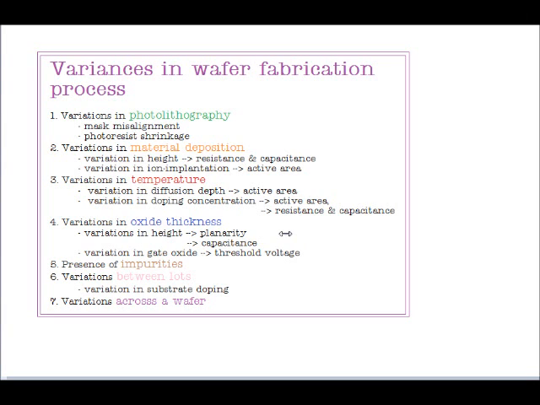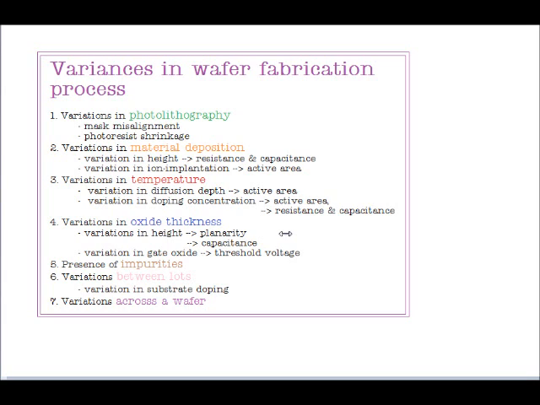Then there's the variation in oxide thickness. It could result in non-planarity. That also can affect the capacitance of certain types of capacitors. And if you are building transistors, you need a very uniform gate oxide so as to control the threshold voltage. Now, the presence of impurities could again change the resistance in the conductors.